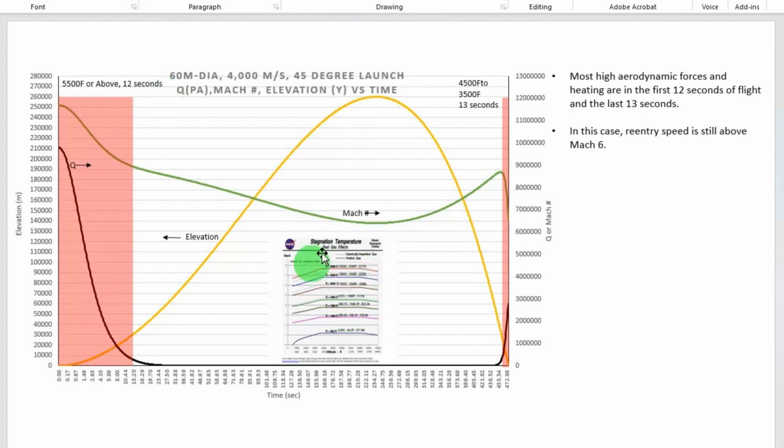But I guess, from that document, if this just did experience aerodynamic drag on the way out of the atmosphere, we'd expect at least 5,500 Fahrenheit or above for at least 12 seconds of that. And then coming back in, we'd expect about 13 seconds of 3,500 to 4,500 Fahrenheit.